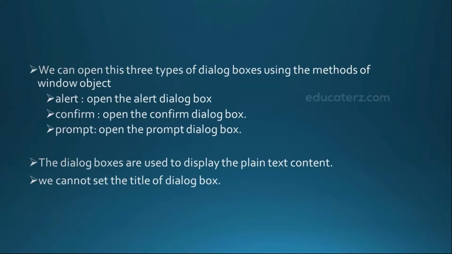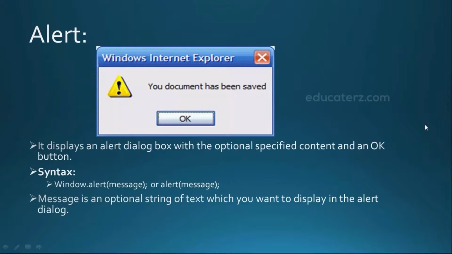We can open these three types of dialog boxes using the methods of window object. Like alert method has been used to open an alert dialog box, confirm method has been used to open the confirm dialog box, and prompt method has been used to open the prompt dialog box. These dialog boxes are used to display the plain text content, not any HTML content. We cannot set the title of these dialog boxes. So let's explore one by one.